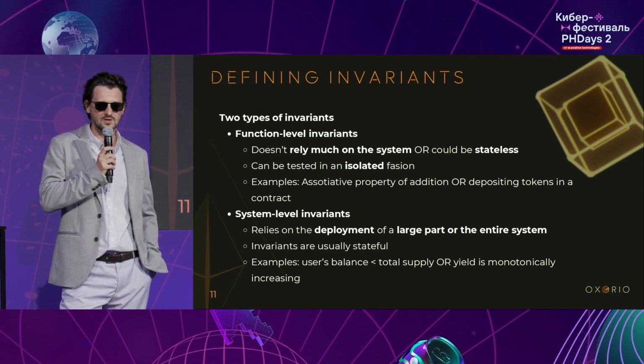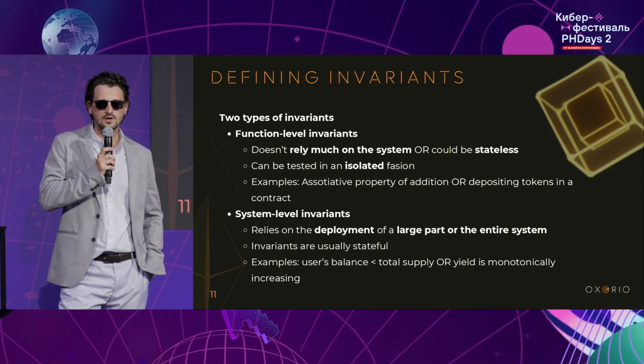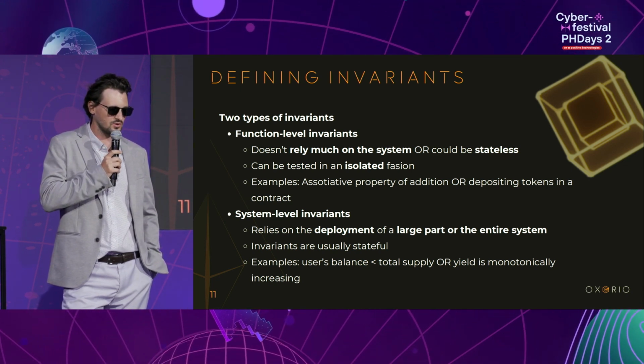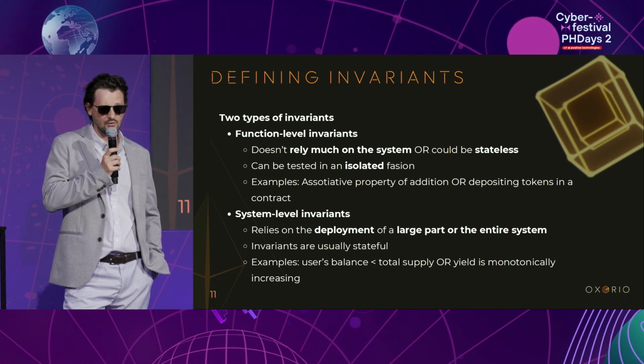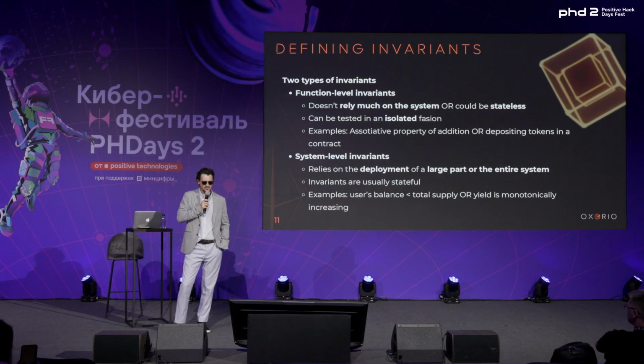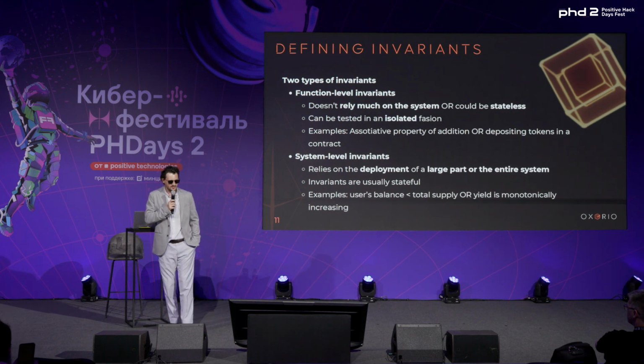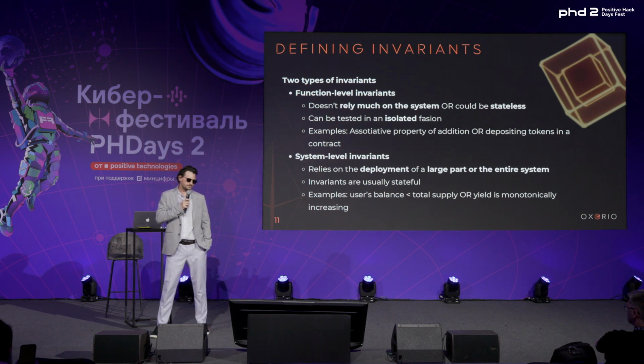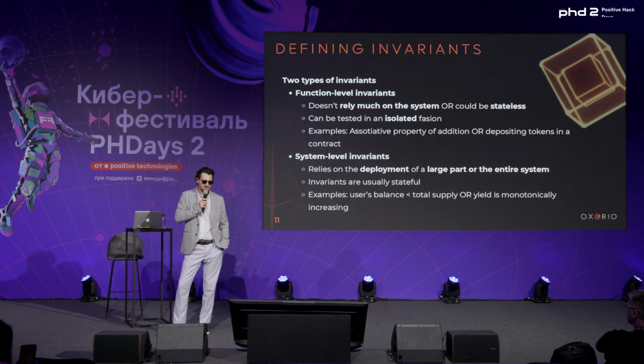Function level invariants are simple. When we have two numbers, we come up with a mathematical library for addition of the numbers with a floating point. We have some representation of these numbers, and we do the addition. We associate or accumulate. This property, the associative property, should not be violated. And in the addition function, we can check and verify that this is fulfilled. It is simple to test.